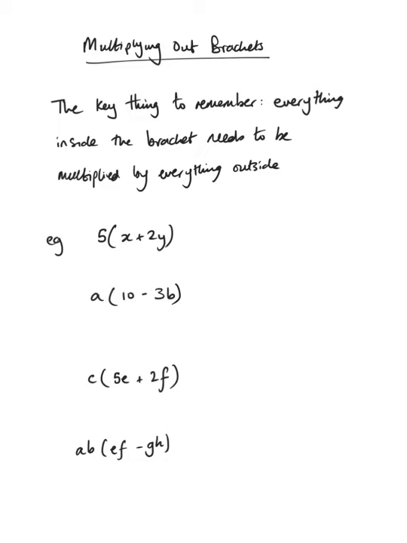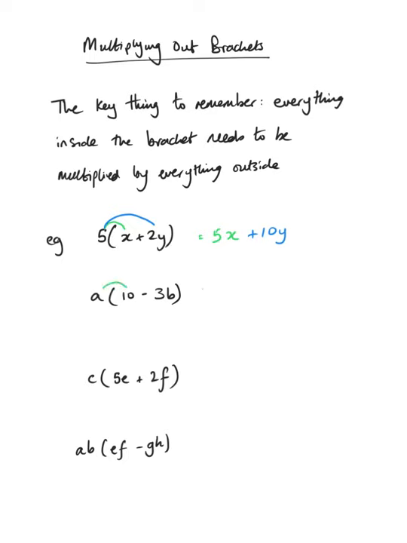Hello and welcome to a quick video about multiplying out brackets, sometimes also called expanding brackets. The key thing to remember here is that everything inside my bracket needs to be multiplied by everything that's not inside the bracket as well. So see what that means in practice. I'm going to do 5 times x, because x is in the bracket, 5 is outside the bracket. So that gives me 5x. I'm also going to do 5 times 2y to get plus 10y.